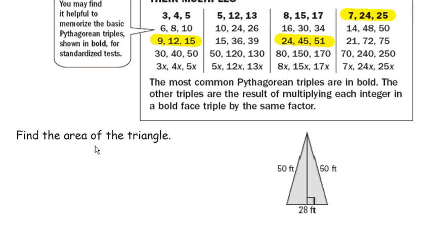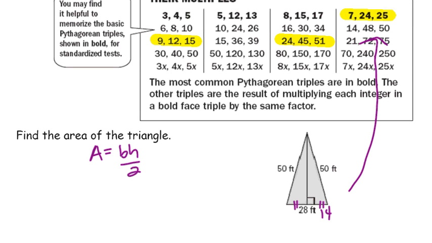We need to find the area of the triangle. Well, the area of a triangle is base times height divided by 2, which means we need to know the height of this triangle. Well, this is an isosceles triangle. This is an altitude, which means that it's cut this base into two congruent parts. So we have a 14 right here. So I have a right triangle with a side of 14, and I have a hypotenuse of 50.